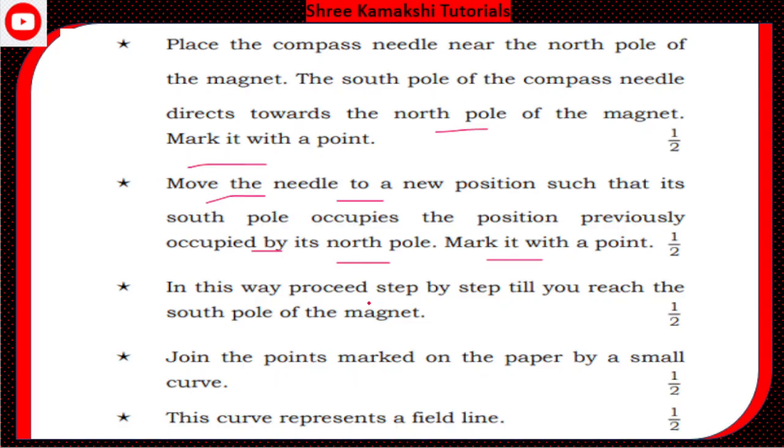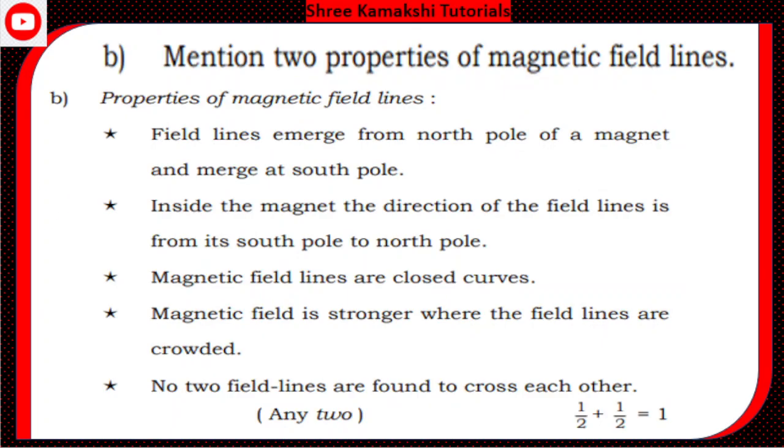In this way, proceed step by step till you reach the south pole of the magnet. Join the points marked on the paper by a smooth curve. This curve represents the field line. Next, another question inside this: mention two properties of magnetic field lines.